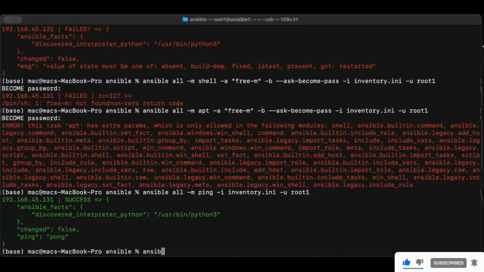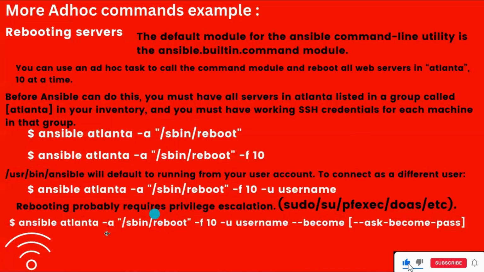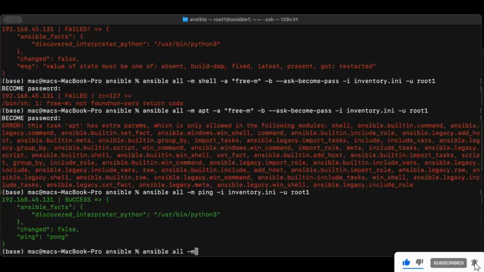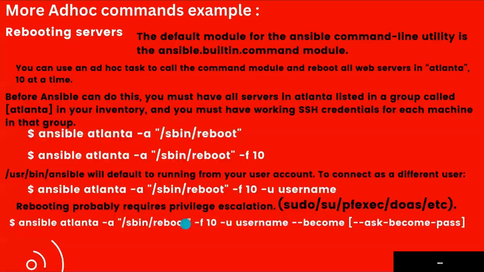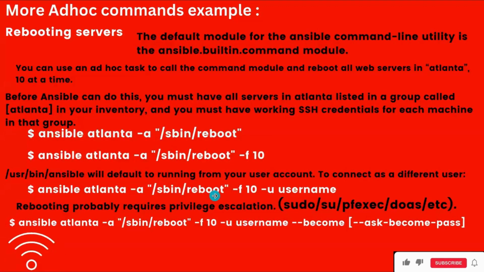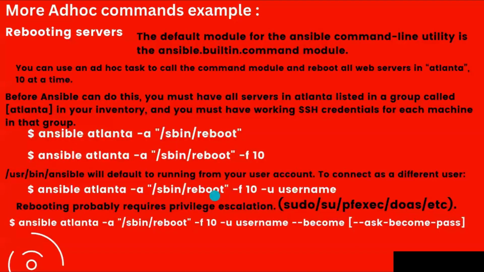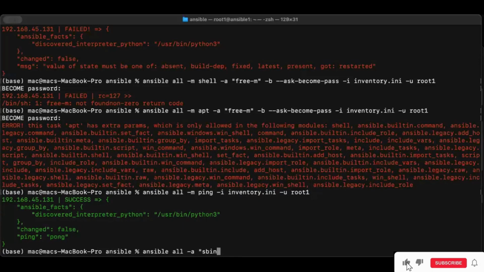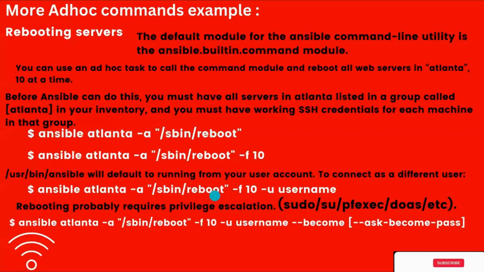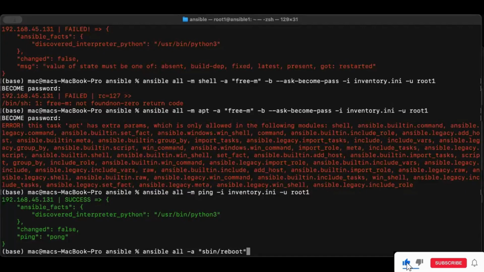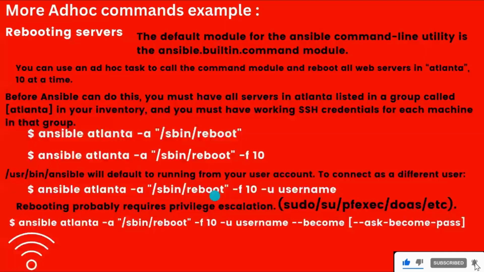So I'm going to run Ansible all -m. What module is it using? It's using the command module with options, so I'm going to use -a. And what is the option? /sbin/reboot. I'm just trying, I don't know if it's going to work or not. /sbin/reboot. Then close, space.